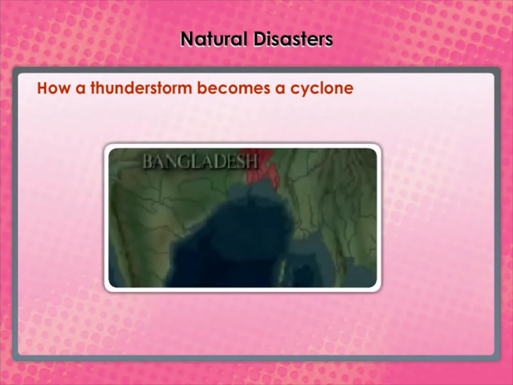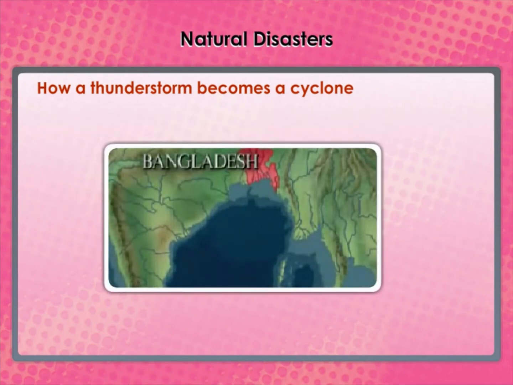Now let us understand how a cyclone is formed from the video clip. Most parts of Bangladesh are only 15 meters above the sea level, hence it is prone to flooding. Therefore, the tropical storms forming over Bay of Bengal tend to move towards Bangladesh. This is the path of the cyclone that devastated Bangladesh in 1991.